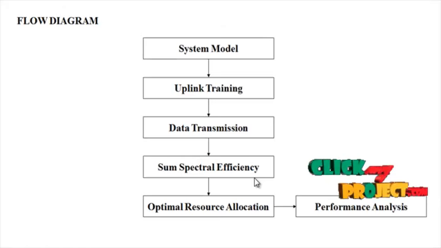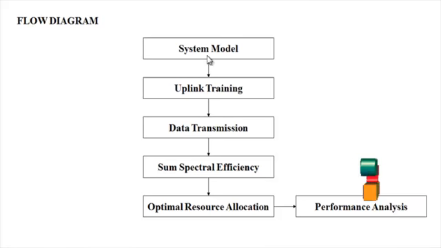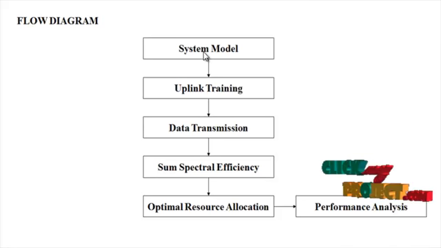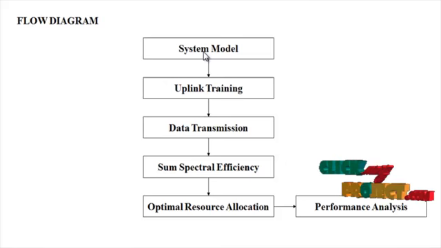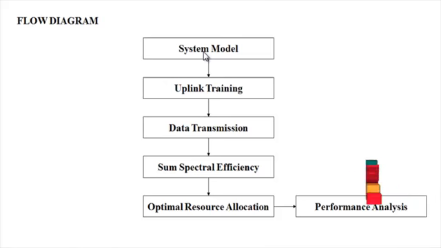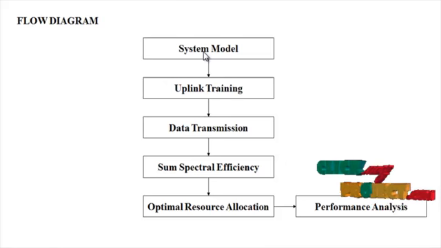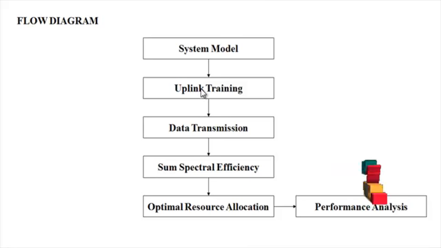Let me discuss the flow diagram for our process. Initially, the system model. The system has L cells. Each cell includes one BS with N antennas and K single antenna terminals, where N > K. All L cells share the same frequency band. Transmission comprises two phases: uplink training and data transmission.